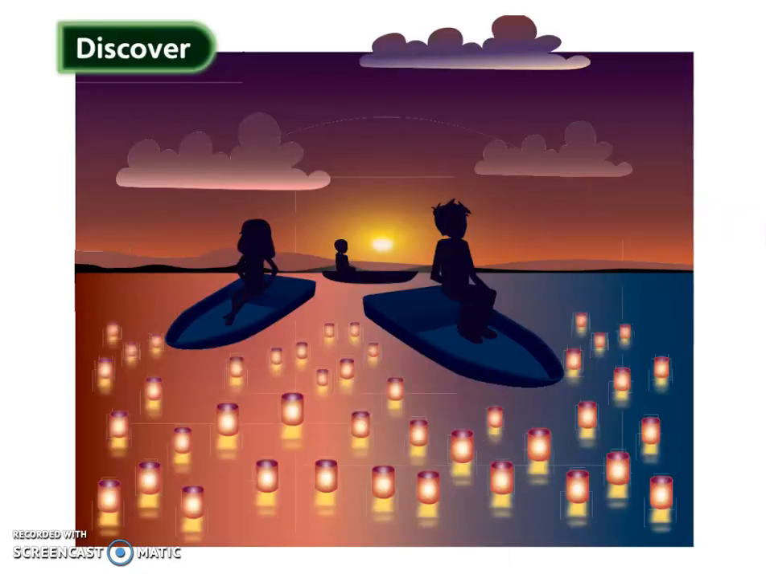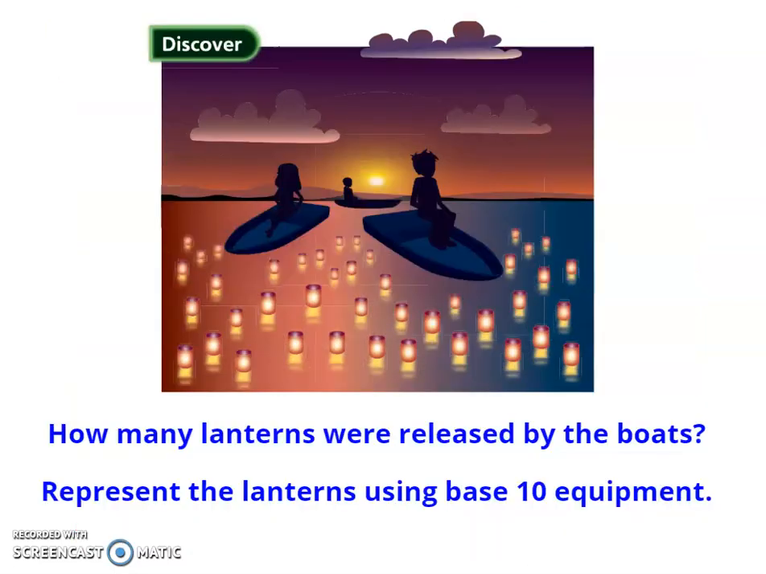So turning to our textbook, we can see that our problem is going to be relating to our lanterns and our boats. Question 1a asks, how many lanterns were released by the boats? So pause the video, look at your handout and count how many lanterns. And then what I want you to do is represent those lanterns using base 10 equipment. So if you've got some base 10 to hand, you can actually make it using the concrete resources, or alternatively you can draw what you think the image would look like if we used our base 10.